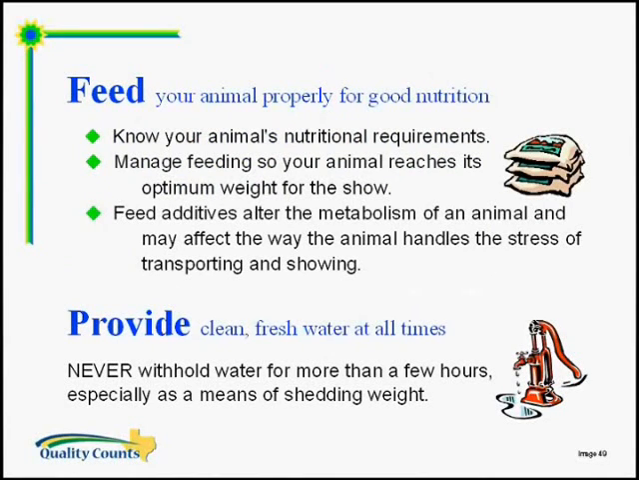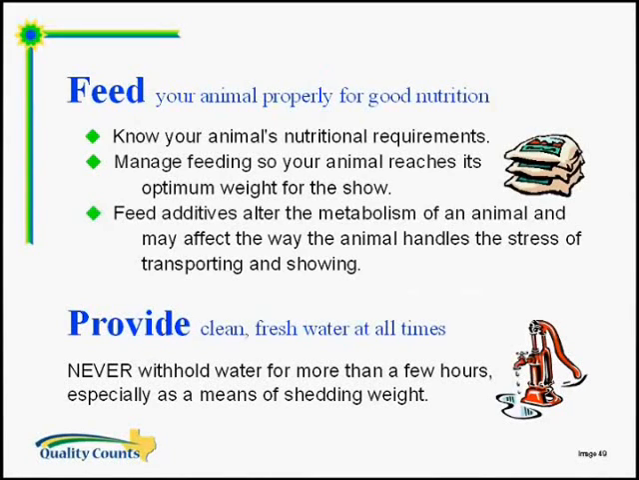Feed your animal properly for good nutrition. Know your animal's nutritional requirements. Manage feeding so your animal reaches its optimum weight for the show. Feed additives alter the metabolism of an animal and may affect the way the animal handles stress of transporting and showing. Now, most of the feeds that you purchase at the feed store or wherever you purchase your feed are balanced, so they'll have all the nutritional requirements that those animals need.